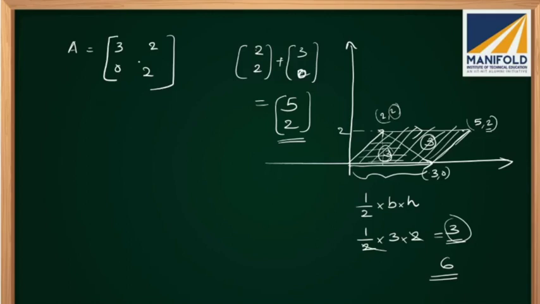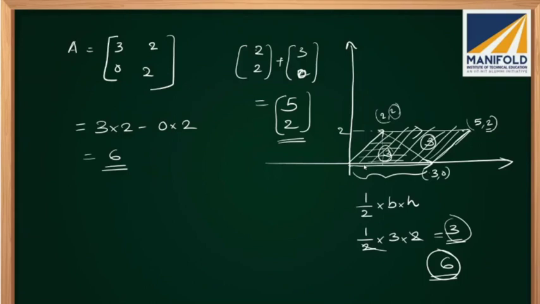Now you just see what will be the determinant of this particular matrix. I hope all of you know how to take the determinant of a matrix. You just multiply the diagonal elements and subtract the product of the opposite diagonal elements. That is equal to 3 into 2 minus 0 into 2, which is equal to 6. That is giving you the area, which means the determinant of the matrix is giving you the area of this particular parallelogram. Okay, we'll see that in more detail.